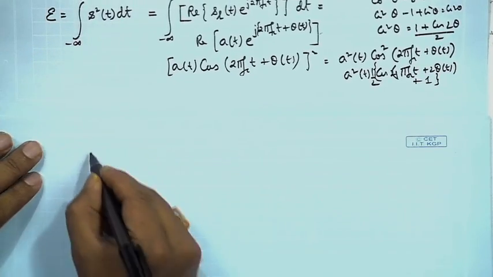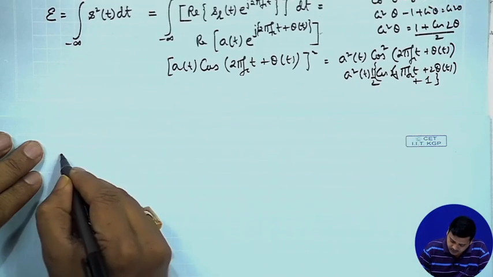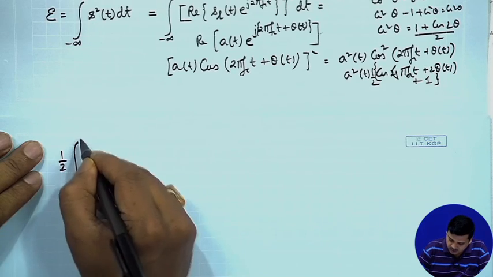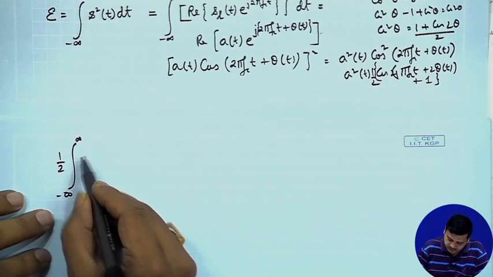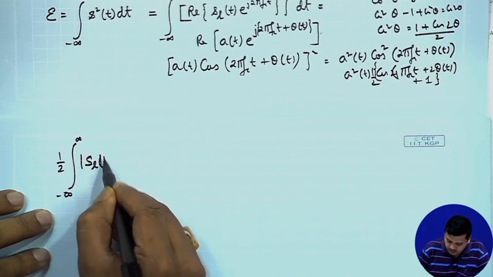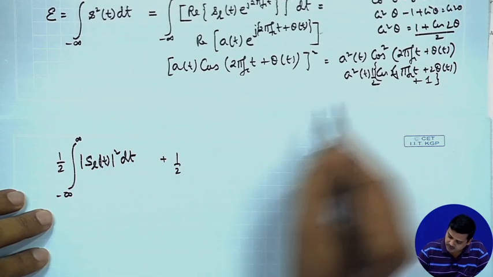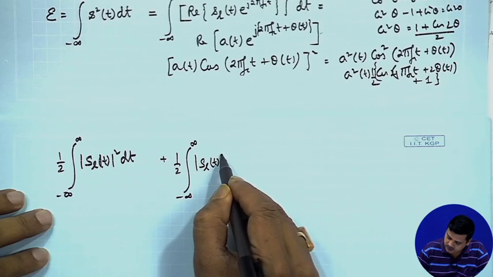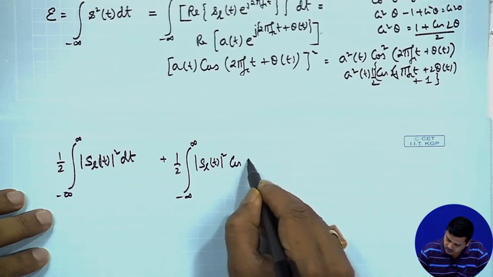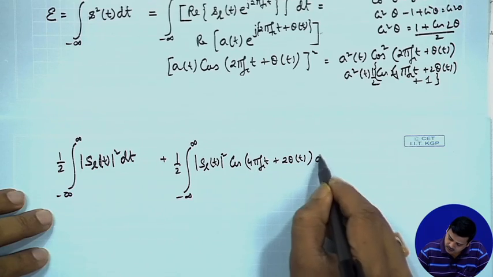So now the representation that is there in front of us, we have 1 with a squared of t, and there is a half over here. So you are going to get half the integral from minus infinity to infinity, and a(t) is basically s_l(t), so you could simply write the modulus of s_l(t) squared dt, plus of course the second part of it, which is again the integral from minus infinity to infinity of the modulus of s_l(t) squared times cos of (4 pi f_c t plus 2 theta(t)) dt.